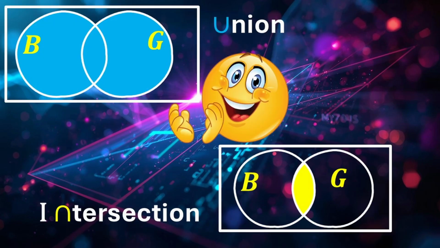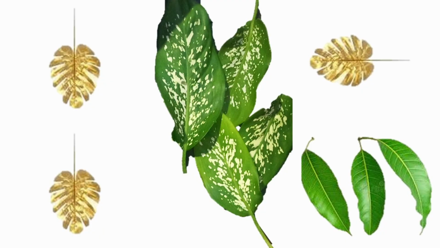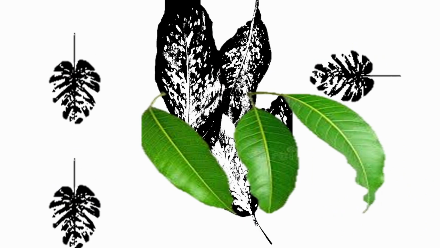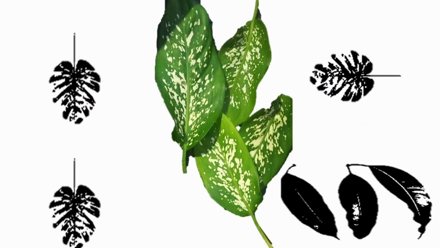Now that we can recall the symbols for union and intersection, as well as the regions on the Venn diagram corresponding to the union and intersection respectively, I think you're ready to try out this little activity now. We have this collection of leaves. Don't they look nice and unique? Do you notice that this set of leaves is a little different from this set of leaves? And these look like a combination of these two leaves.